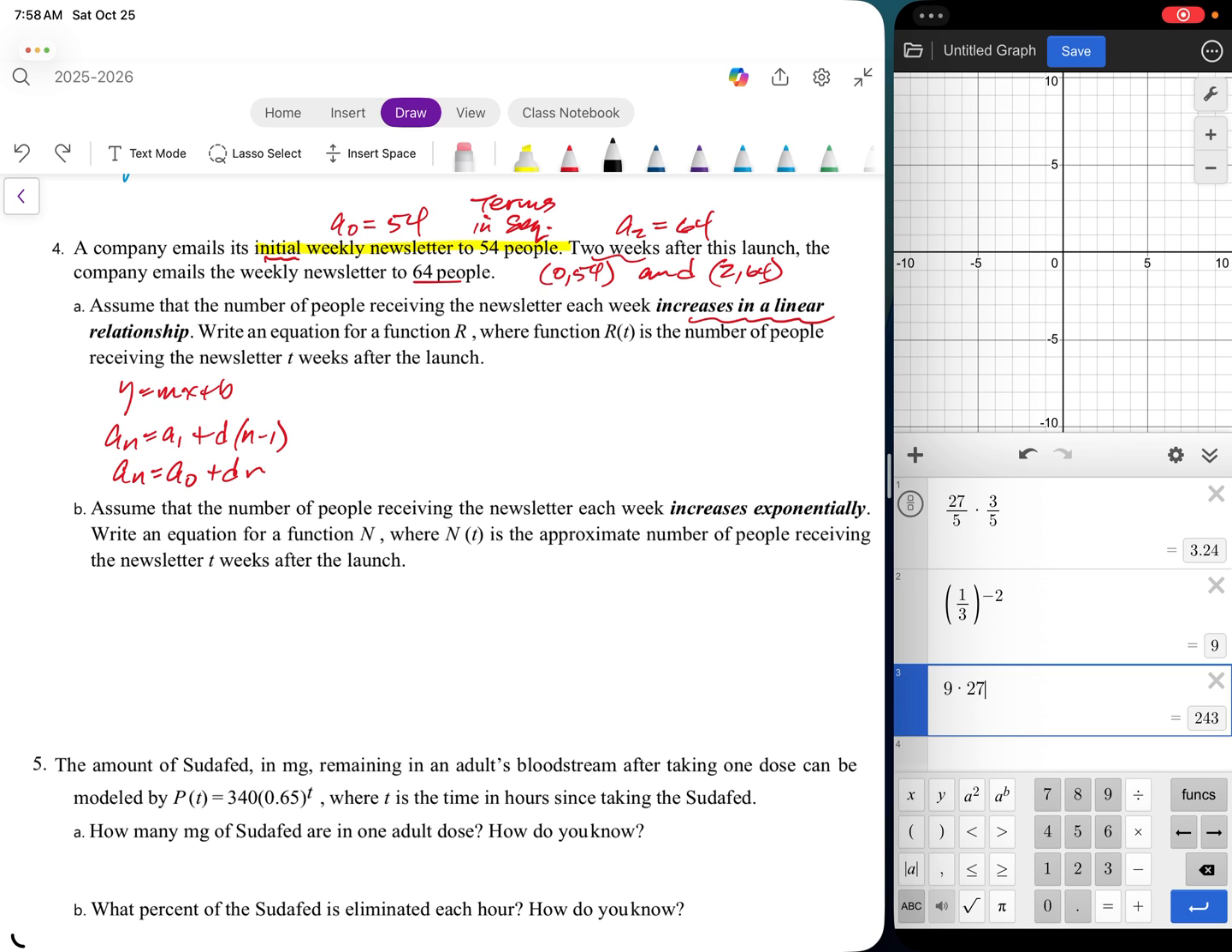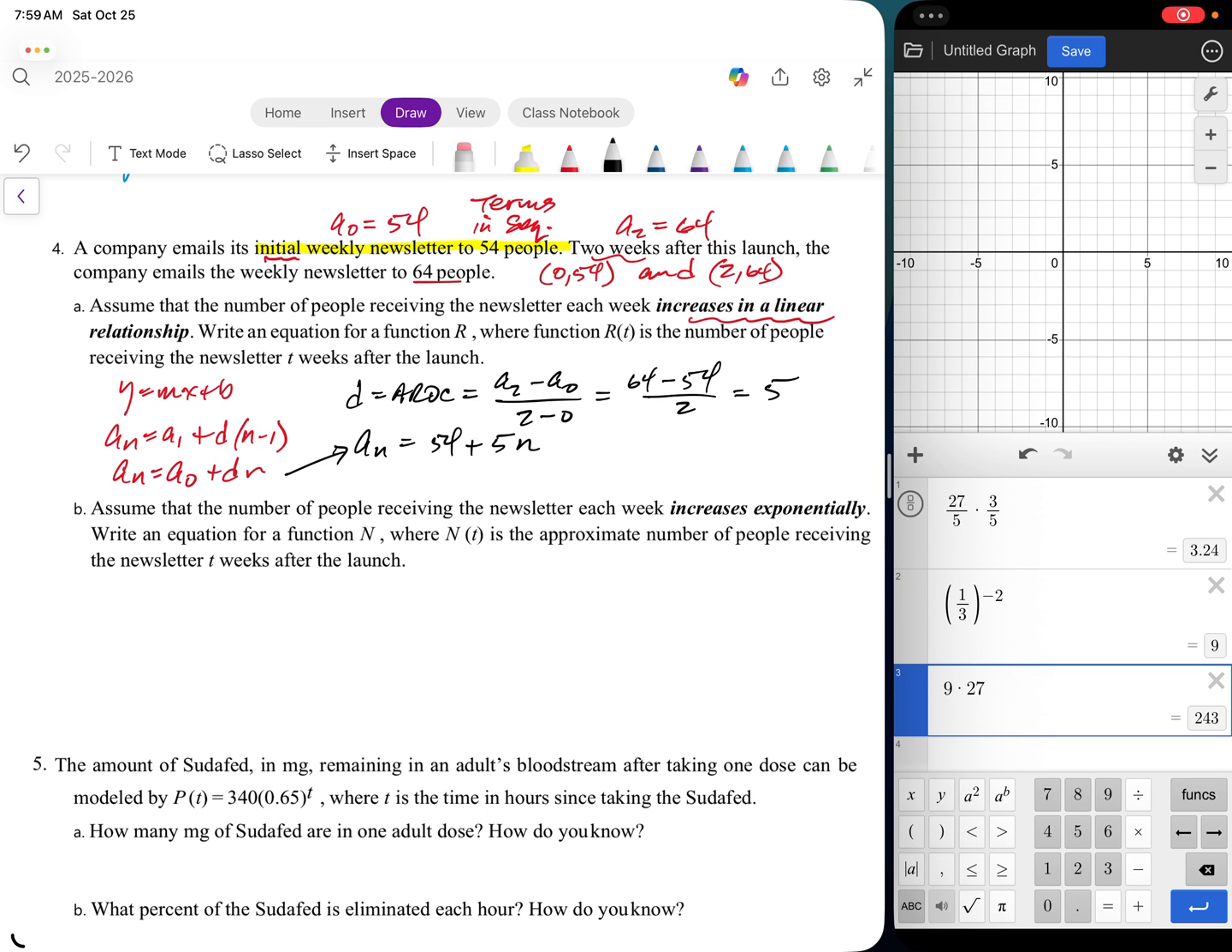Actually, we need to know the rate of change. So d is equal to the average rate of change. We're given the second term. So a sub 2 minus a sub 0 divided by 2 minus 0. So that's 64 minus 54 divided by 2. All right, 10 divided by 2 is 5, so d is 5. Okay, then here we go. Let's use a sub 0, 54, plus d times n, and there's your linear function in terms of sequence notation.